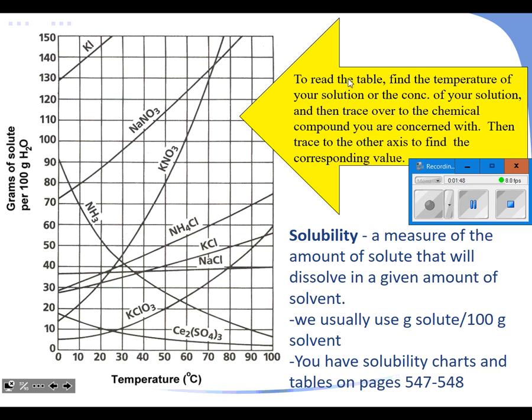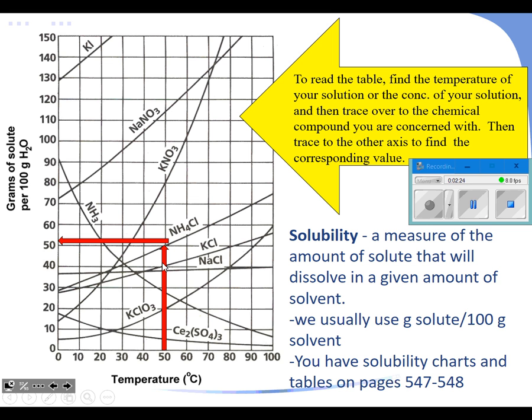So you should be able to read the table by finding the temperature of your solution or the concentration of your solution, and then tracing over to the chemical compound that we're talking about, and then trace to the other axis to find the corresponding value. So if I was talking about 50 degrees Celsius and I was talking about NH4Cl, then that would be that 50 grams of NH4Cl would dissolve in 100 grams of H2O. Now that would tell me the solubility value at that temperature.